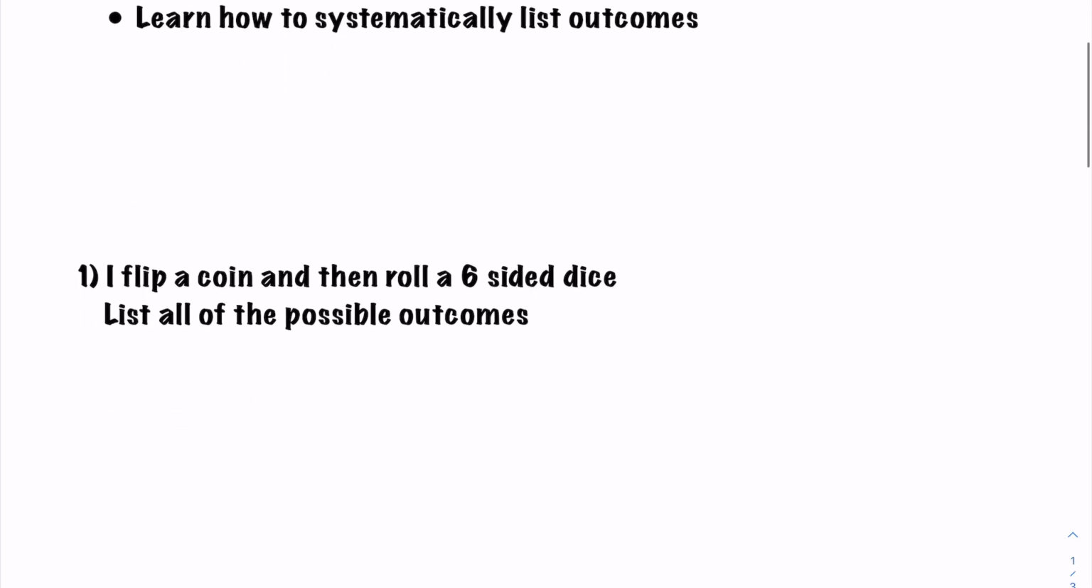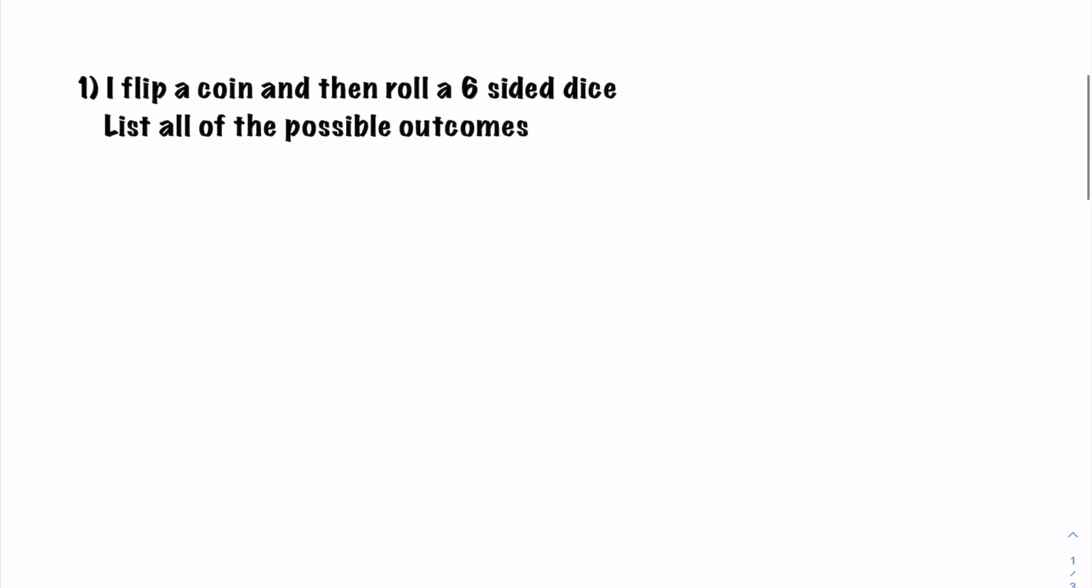So getting started with question number 1, it says I flip a coin and then roll a 6-sided dice. List all of the possible outcomes. So we've got to list all the possible things that could happen. Okay, so we're flipping a coin and rolling a 6-sided dice. Let's think about those two events first.